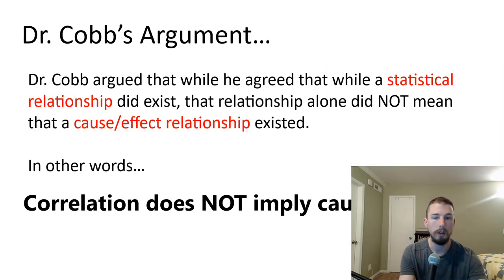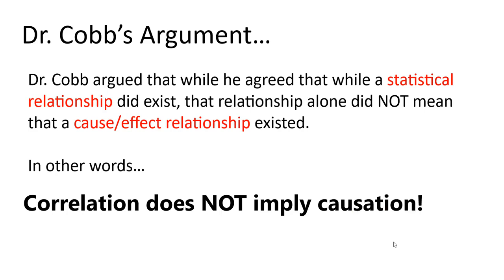So he argued that while he agreed that there was a statistical relationship, there is some association between the two. Even though there is an association, we cannot prove that those two are tied together in a cause and effect relationship. There could be some other confounding going on or some lurking variable that was causing them to be higher than what we would expect. So in other words, correlation does not imply causation, which you will hear that phrase over and over, especially in our 3rd unit.